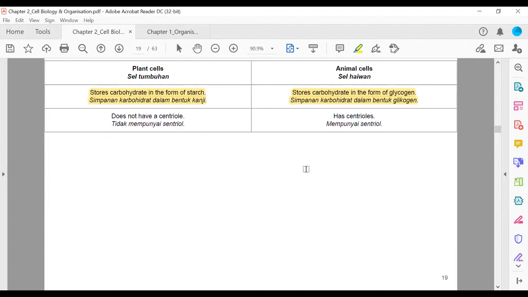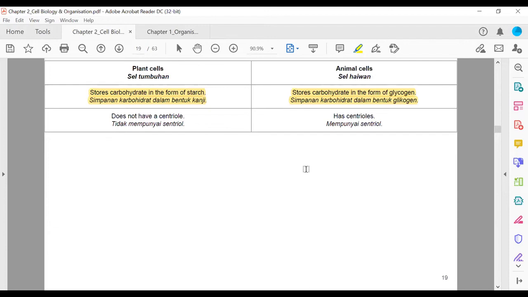Jadi bila glukos yang dihasilkan, bila produk fotosintesis sangat banyak dan tidak digunakan, di mana glukos ialah sejenis karbohidrat, maka karbohidrat ini perlu disimpan. Glukos ini perlu disimpan untuk kegunaan di masa akan datang, in near future. Usually glukos ini akan disimpan dalam struktur seperti buah. So bila kita petik buah tu kita makan lah.